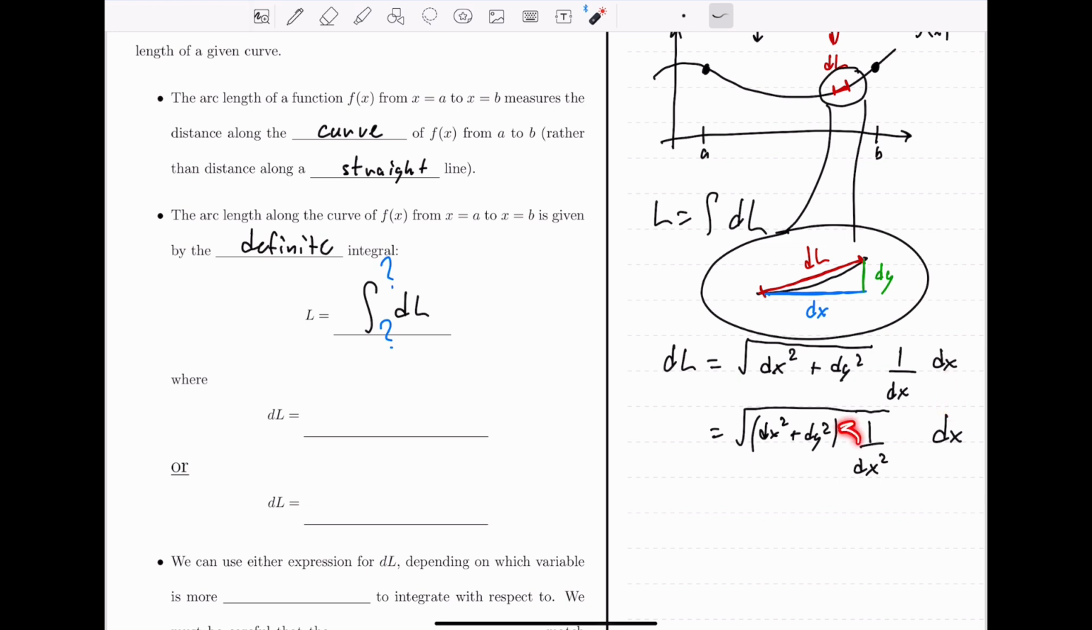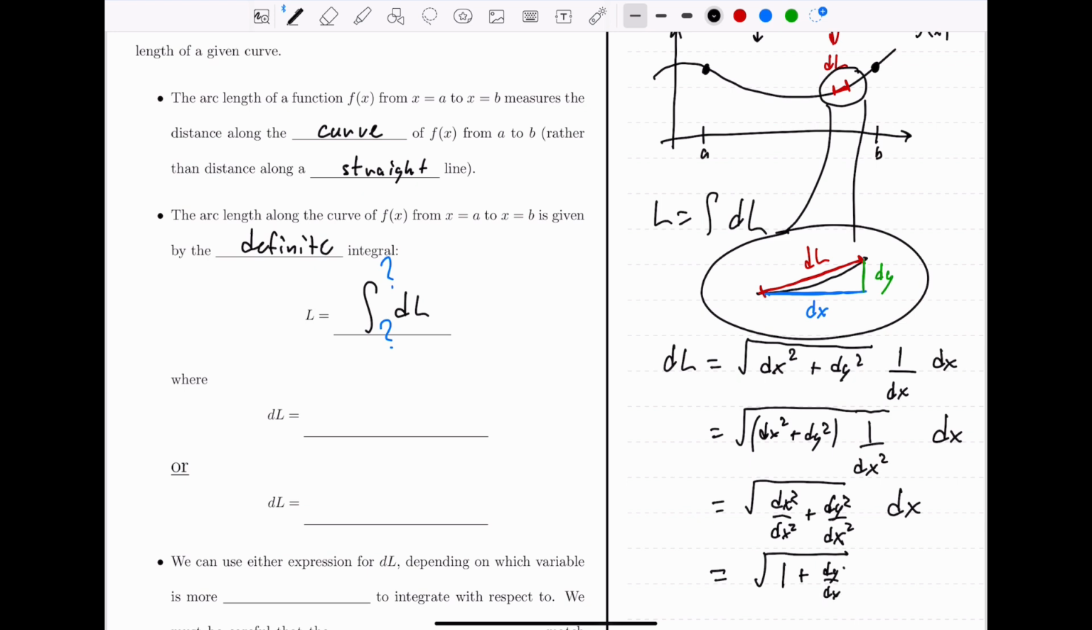Now, distribute this 1 over dx squared into both of these terms under the square root. We have dx squared divided by dx squared plus dy squared divided by dx squared. So I'm just distributing the 1 over dx squared into both these terms. And again, we have the dx at the end. Now, dx squared over dx squared, this is just 1. So I have the square root of 1. And then dy squared over dx squared, I can think of this as dy over dx, that derivative, squared. So I will write that as dy over dx squared, dx.